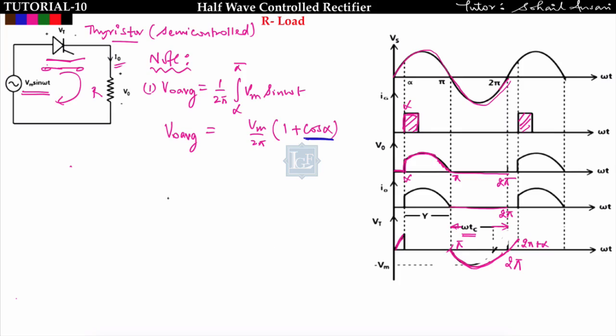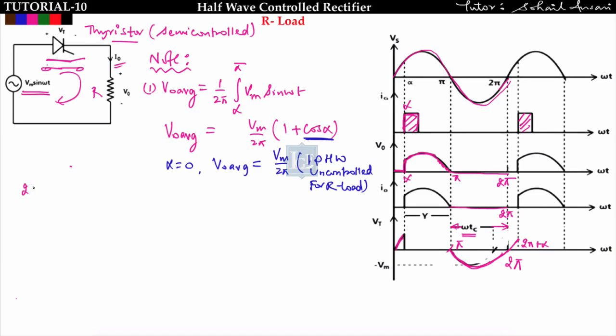Got it? So if I put alpha equal to 0, then I will get output voltage V naught average equal to Vm upon 2 pi. That is nothing but the output voltage of a single phase half wave uncontrolled rectifier for R load. Whatever formula we derive for the single phase controlled rectifier is valid for the single phase half wave uncontrolled rectifier also. Only you have to put alpha equal to 0.